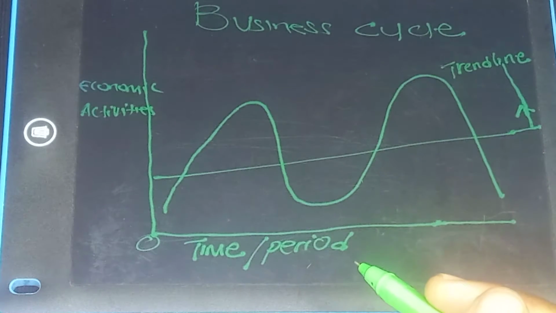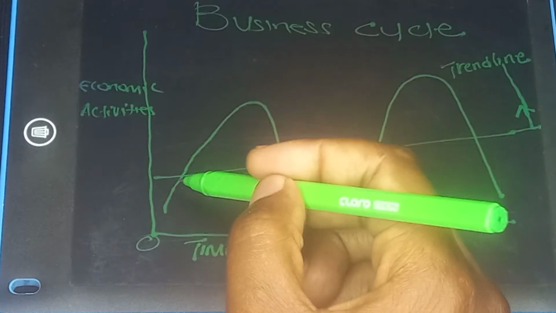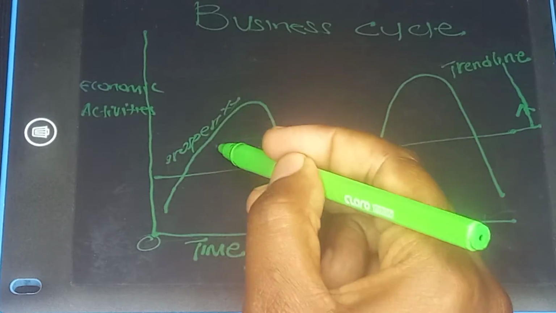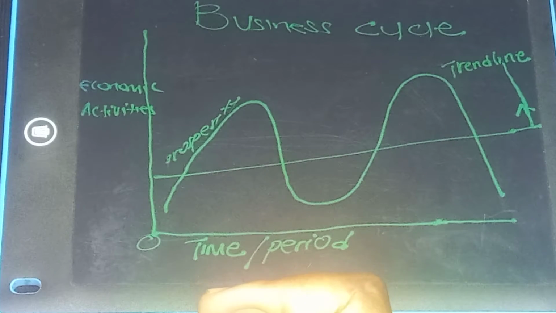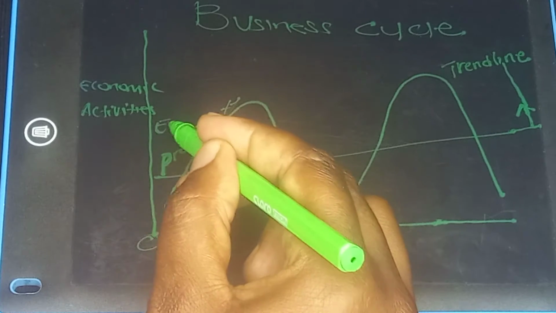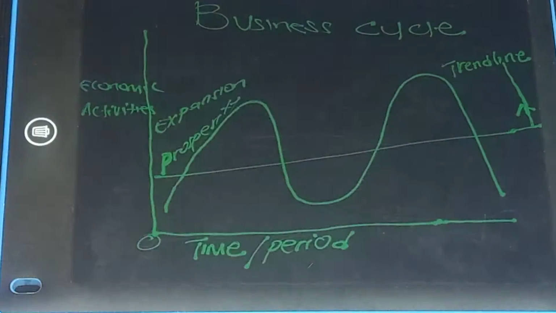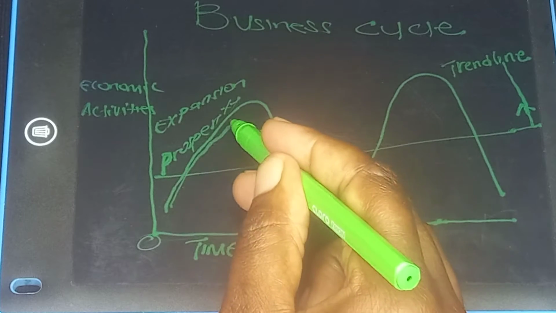Now, let's do the phases. I would like to start with this phase called prosperity. Prosperity, it is a period of expansion. Remember, expansion, it is a period where the economy is expanding. The economy is going up.